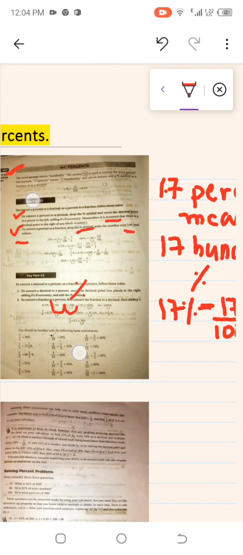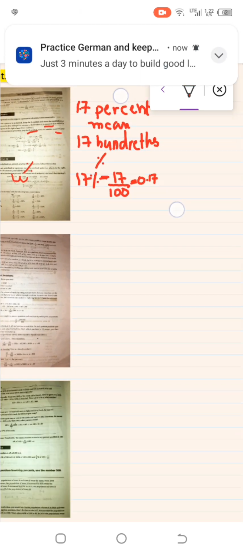The second rule is to convert a percentage into a fraction: drop the percent sign, write the number over 100, and reduce that. Over 100 means divide by 100 and reduce that. So let's solve some examples of this.